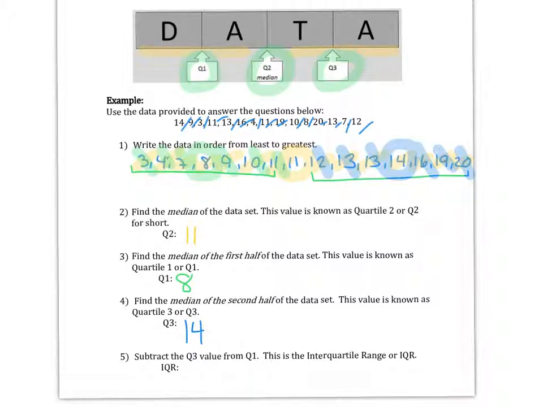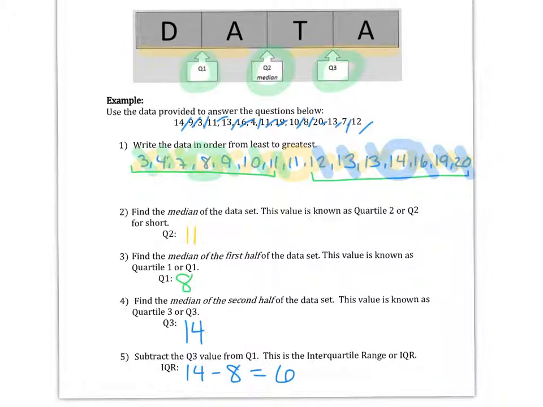So now that I have my Q3 and Q1, the last question I have down there is subtract Q1 from Q3, and this is our IQR, or our range of our quartiles. So I'm just going to go ahead and do 14 minus 8. So my IQR is 6.